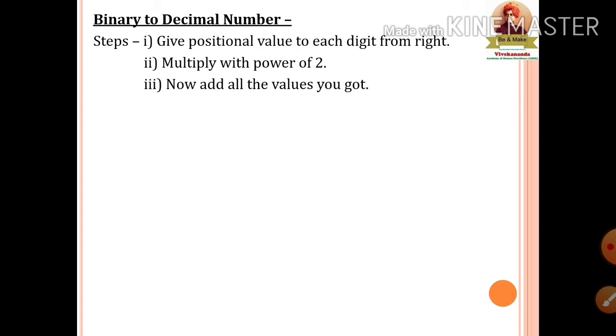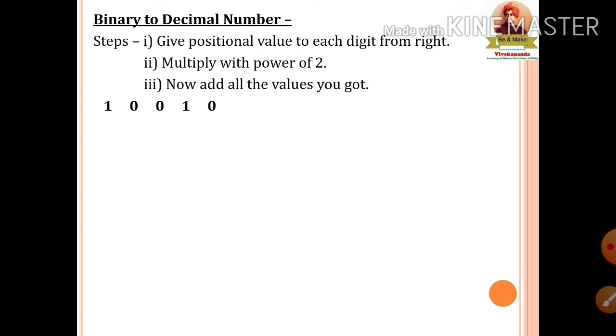So let us consider one example over here, that is 10010. Okay. Now this is my binary number. How I will convert this number into a decimal number system? So the first step, what it explains, give positional value to each digit from right.